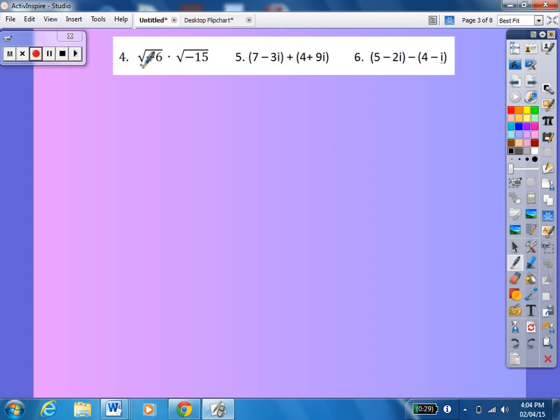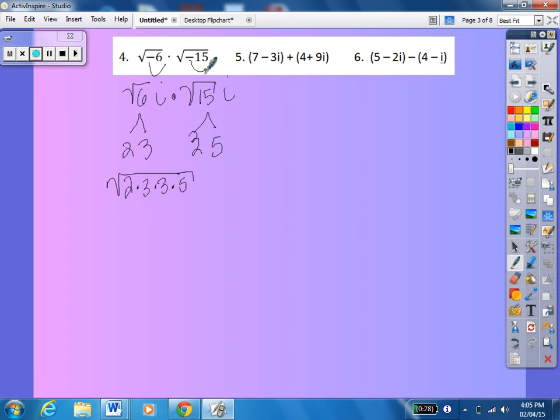So what you're going to do, take out your i's. So you have the square root of 6i times the square root of 15i. And we are going to break these down and rewrite them. So we're going to break both of them down, and we're going to put them all together. 2 times 3 and 3 times 5 is 15. So we're going to rearrange this so we have 2 times 3 times 3 times 5, all of them, because we are multiplying them all together.